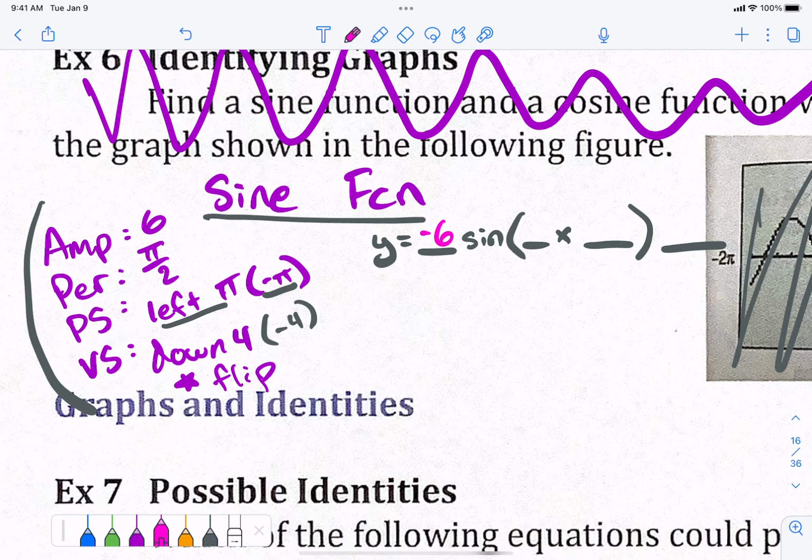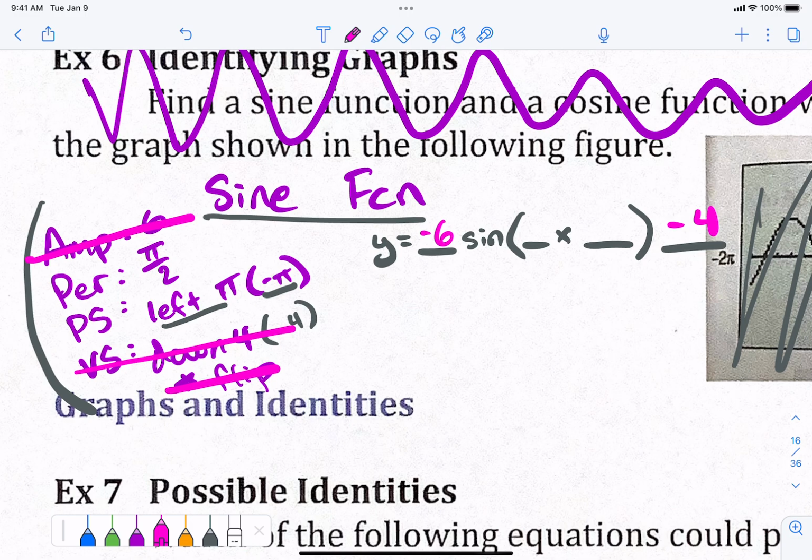-6 goes in the front. Chase says that crosses this and the flip. Got it? We've addressed those. I'm going to cross them off because I know they're done. What other thing is really easy? Vertical shift. Vertical shift, down 4. That means -4 goes at the end, okay? Those are the easy things. We just plop those numbers right in there. Now we have to work a little harder, okay?